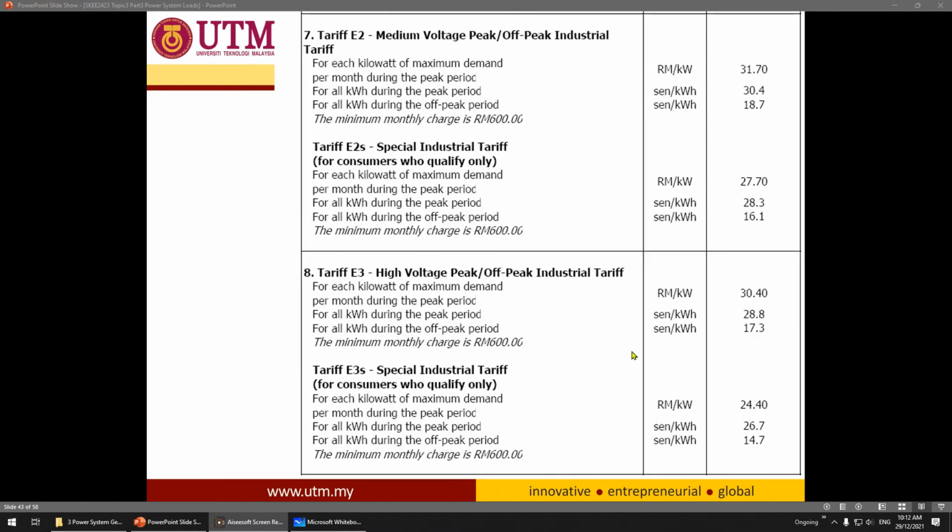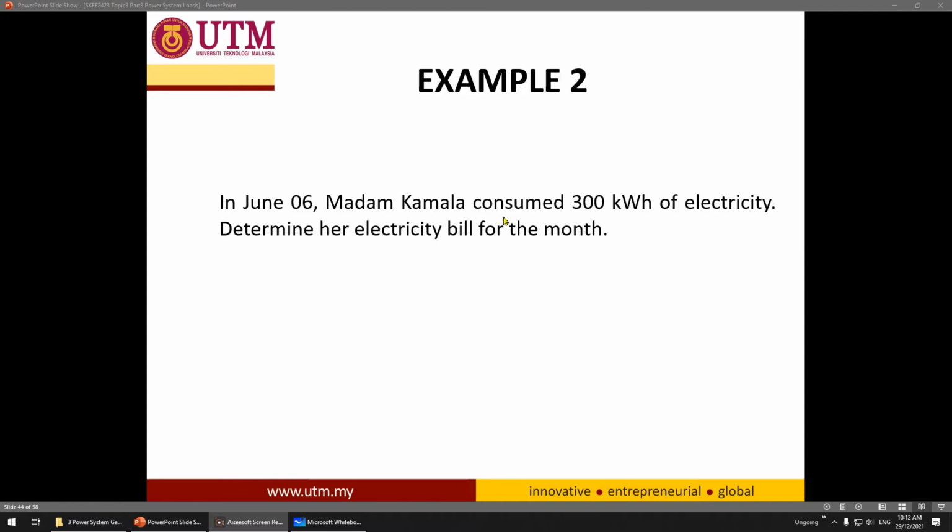So you can see all of this tariff. Make sure you don't need to memorize all this. This one usually will be given, but you need to know how to calculate it. So let's look at the example.